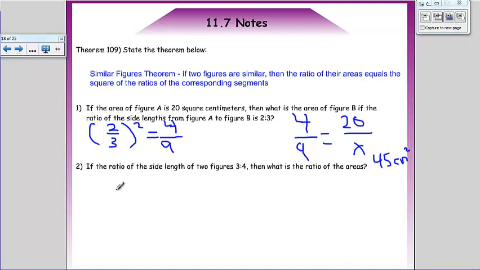Let's take a look at number 2. If the ratio of the side lengths of two figures is 3 to 4, what is the ratio of the areas? It's actually simpler than the first one. If the sides were 3 to 4, the areas would just be in a ratio of the squaring of that, 9 to 16. It's like just the first part of the first one. I'm going to move on to slightly more challenging ones here.